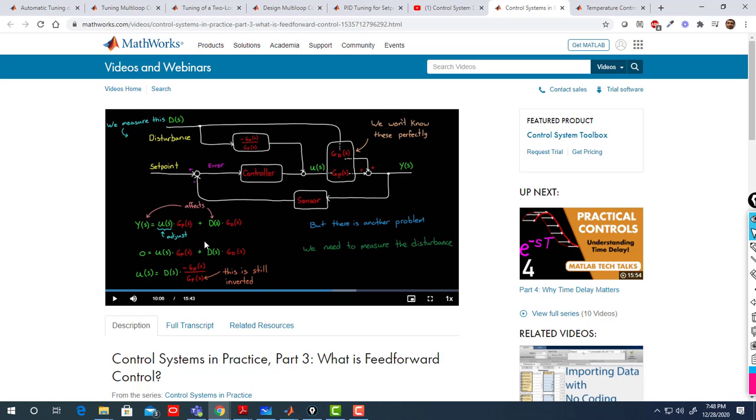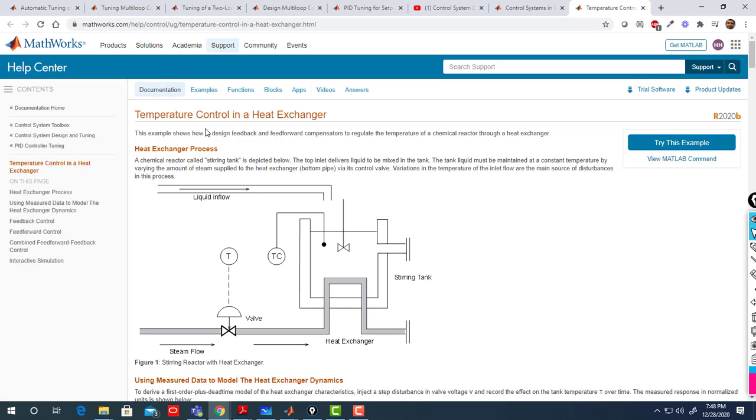Okay, so then this will be your controller design, feed-forward controller design, in the presence of disturbance. As an example, I recommend you to continue the video. Here you can go to this example, temperature control in heat exchanger. Well, this is a good example in MathWorks.